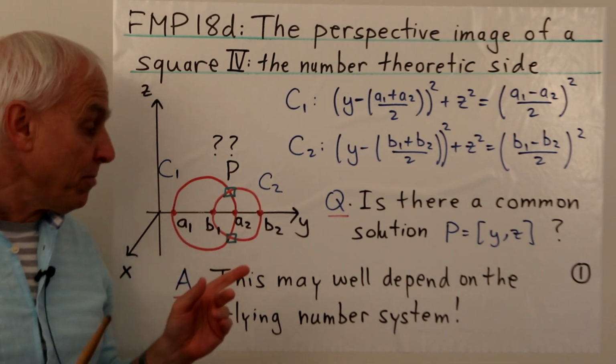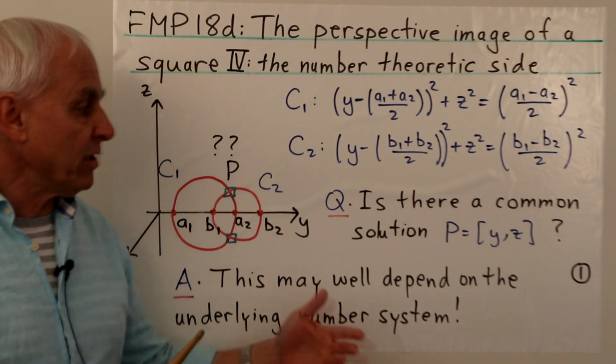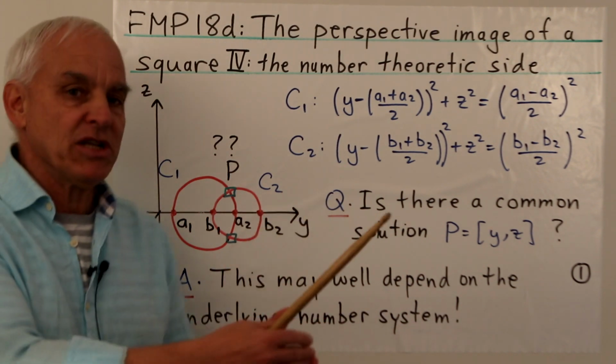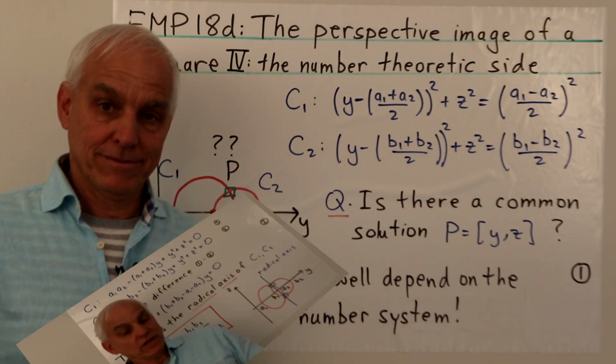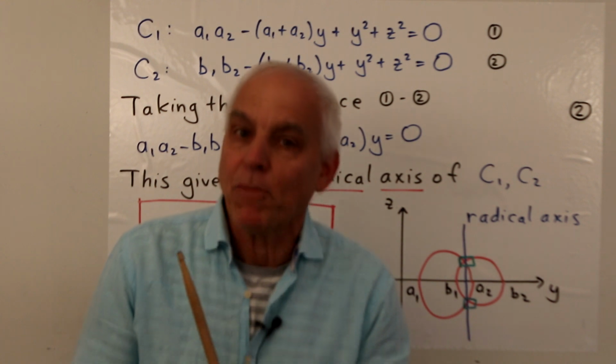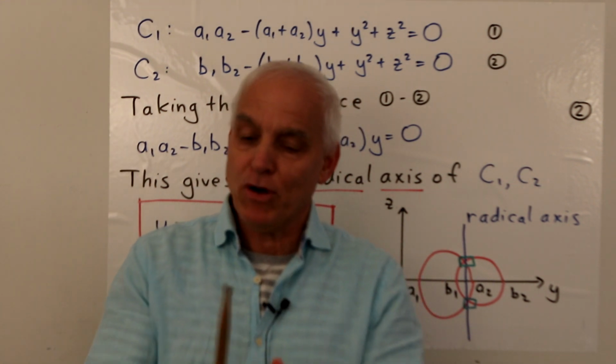Now, this kind of problem may very well depend on the underlying number system. So it will depend on our assumptions about the arithmetic upon which all of this is based. So let's go ahead and solve this problem algebraically, and then we'll see where the number theoretical aspects emerge.